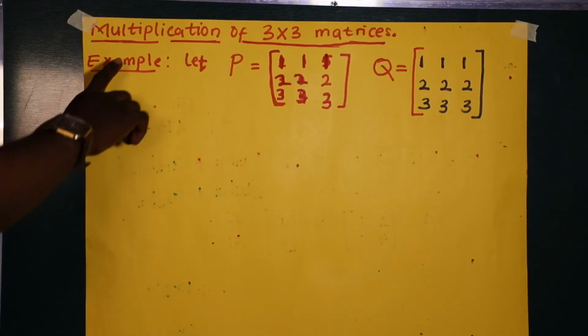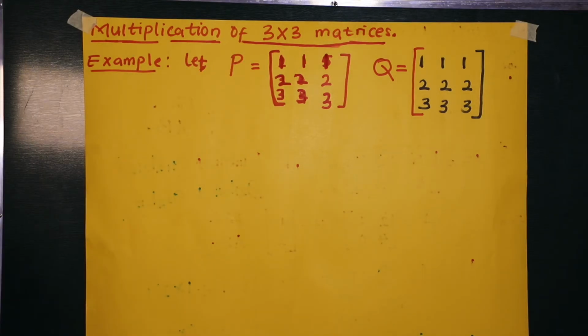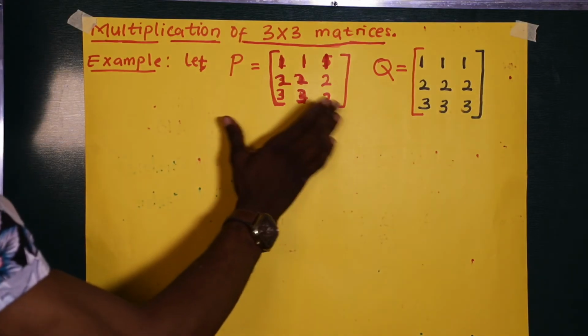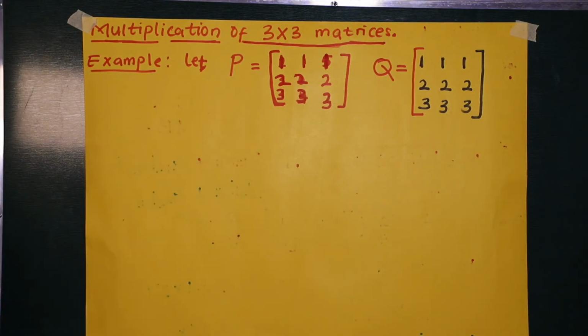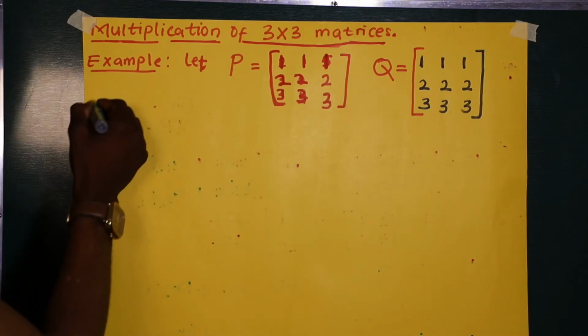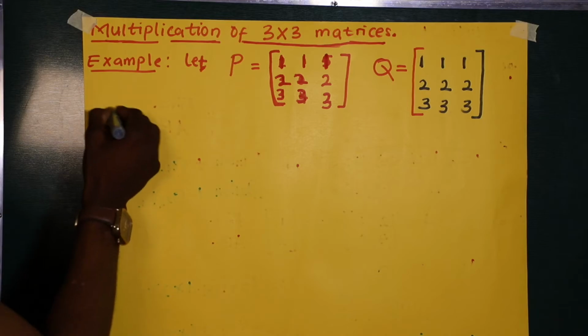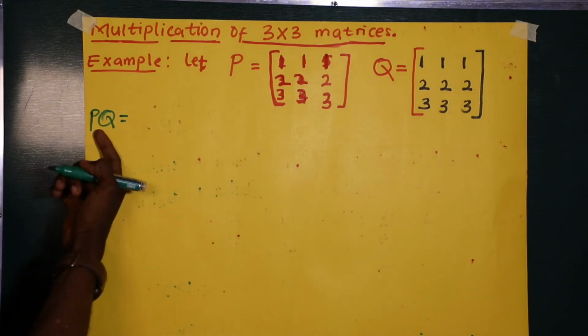So now let's do a multiplication of 3 by 3 matrix. We should consider and give attention under solution of this 3 by 3 matrix. Let's find PQ. PQ. First, write the P matrix.